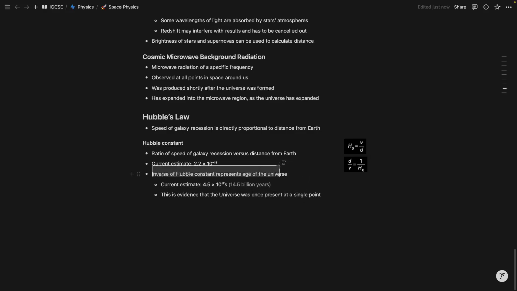And because we have been able to calculate an age of the universe, it means that there was a time when the universe was formed from the Big Bang. And yeah, that is when all of the atoms inside the universe were present at a single point.